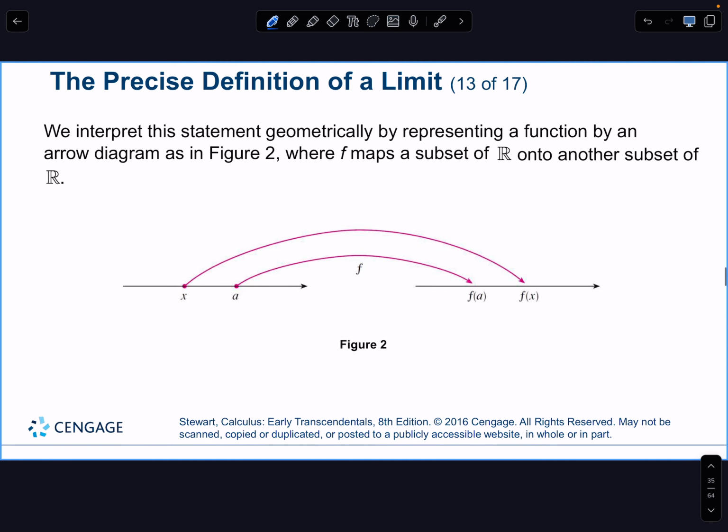Here's another way to picture a function, instead of an x and y coordinate system. Think of a function as mapping from one number line with x to another number line with f of x, or y. It sends values from the left over to the right. That's what the function does. If x is at 3, we saw that the function value over here is 5. So if a is near 3, then f of a will be near 5.